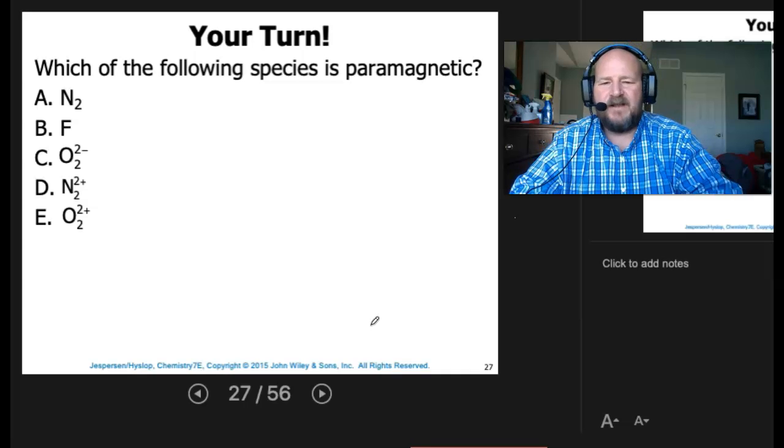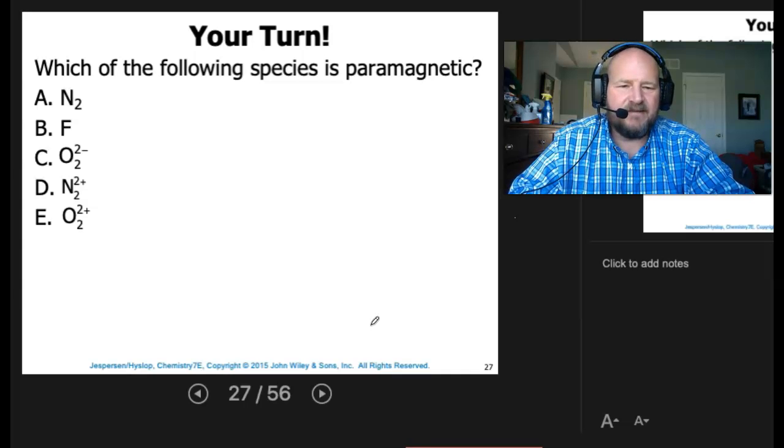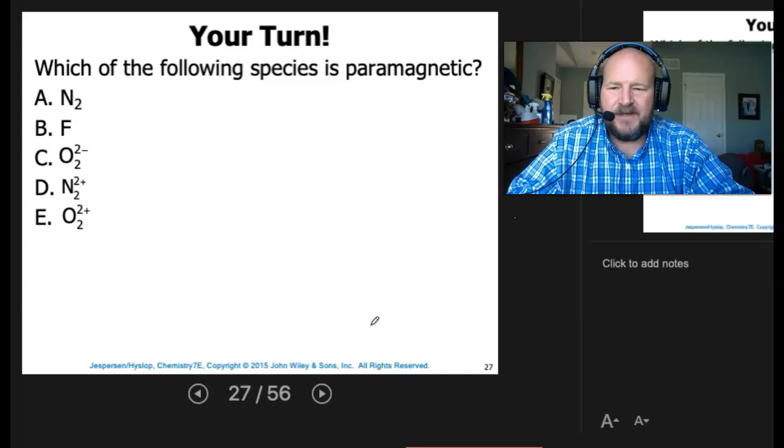All right, which of the following species is paramagnetic? So you might have to take some time here, hit pause, draw these out, put your atoms in, draw your electrons in, and see what the MOs look like. Hopefully you come up with D, N2 2+.